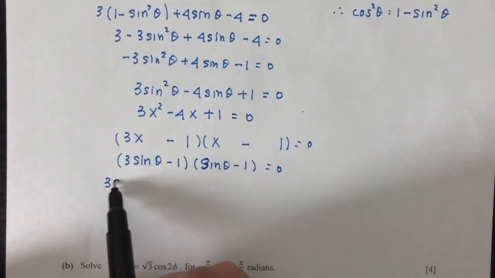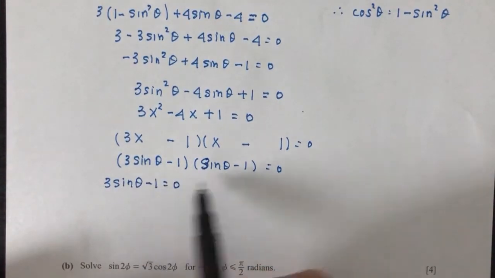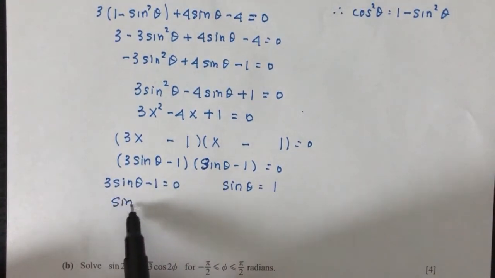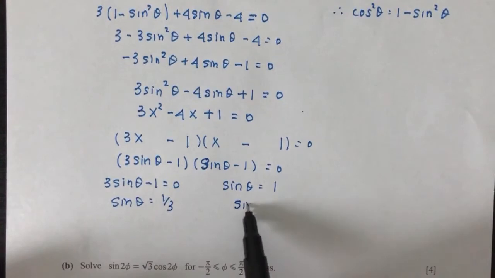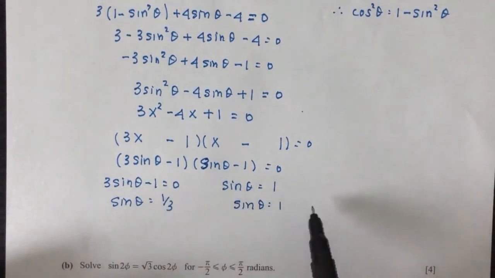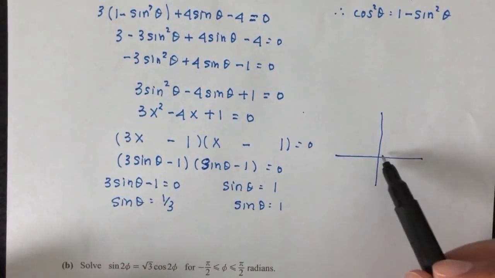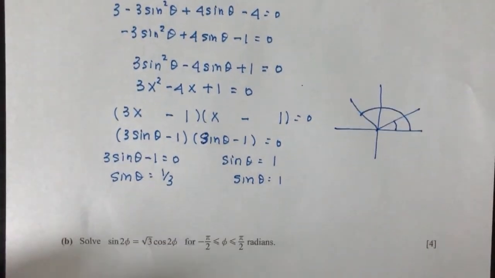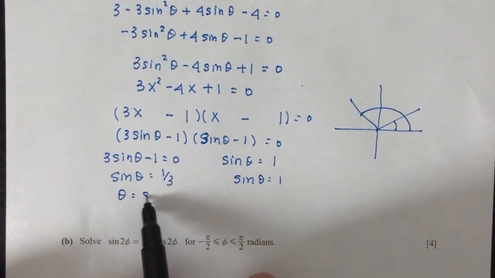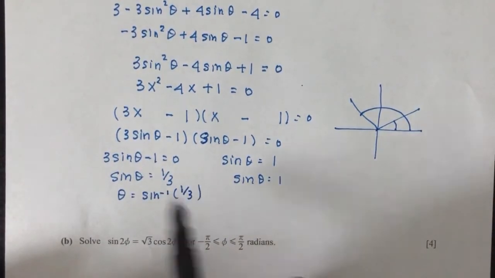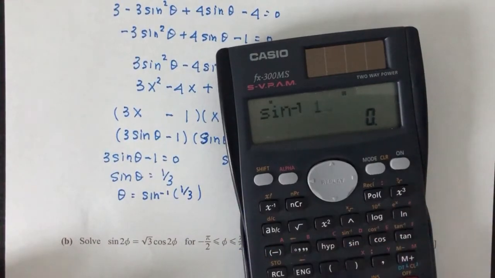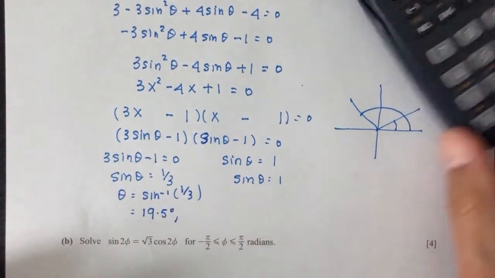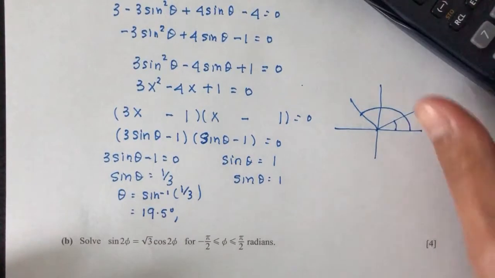So we have two answers. Sine theta minus 1 equals 0, or sine theta equals 1. And 3 sine theta minus 1 equals 0, so sine theta is 1 over 3. As you can see, the value of sine is positive. Where is sine positive? In the first and second quadrant. It could be this angle here and this one. Let's do one by one. For this one, theta will be sine inverse of 1 over 3, which is 19.5. So it could be 19.5, and this one will be 180 minus 19.5.